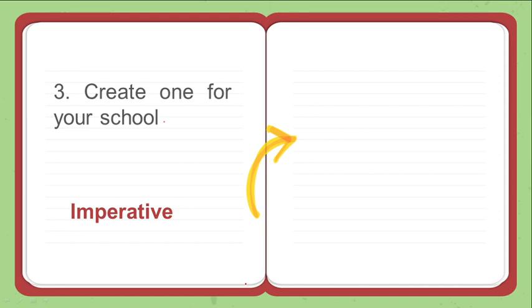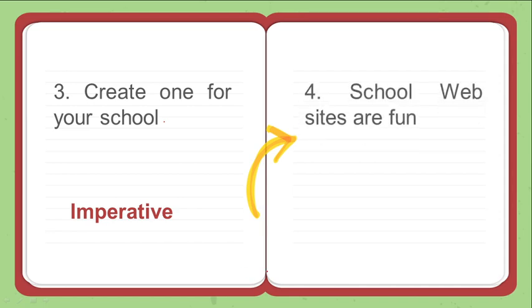And last one, school websites are fun! Okay, what do you think this kind of sentence is? Okay, this is an exclamatory sentence because it shows strong feeling or emotion. And since this is an exclamatory sentence, what is the punctuation that we need to add at the end of the sentence? Very good. An exclamation mark. Good job. Very good. All of your answers are correct.